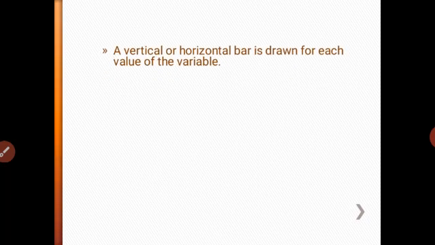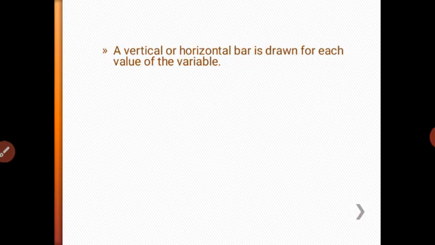Next, a vertical or horizontal bar is drawn for each value of the variable. It means the bar diagram can be drawn vertically or horizontally. It is not compulsory to draw only vertical or only horizontal.